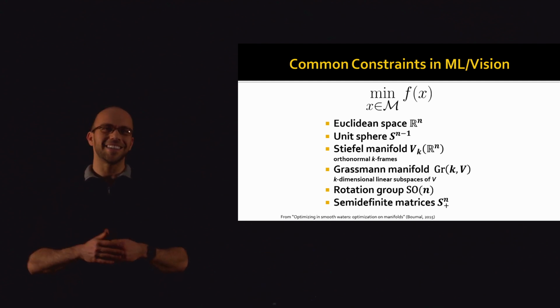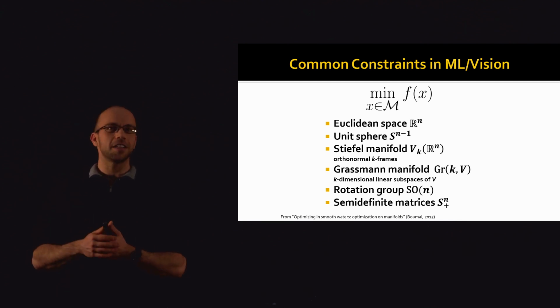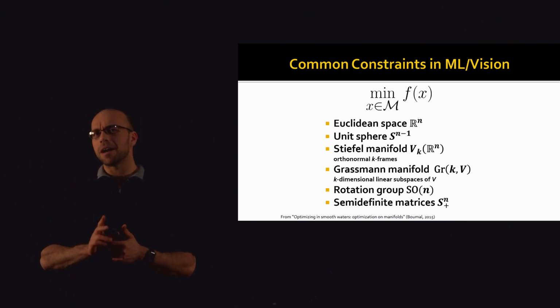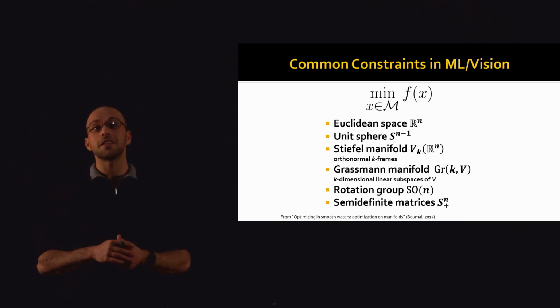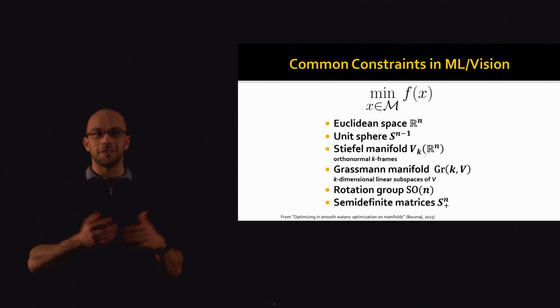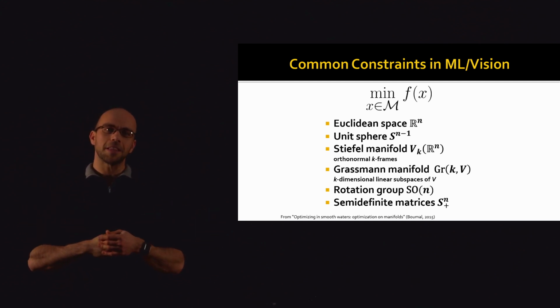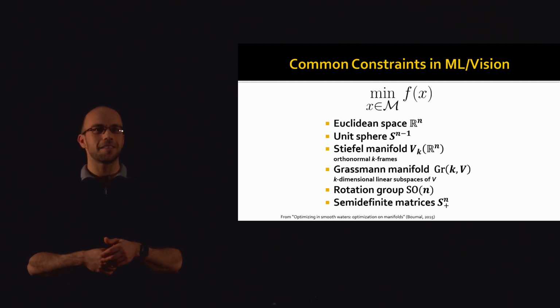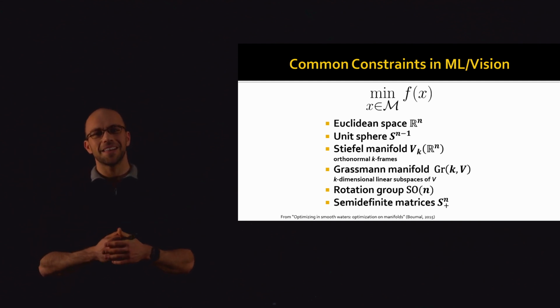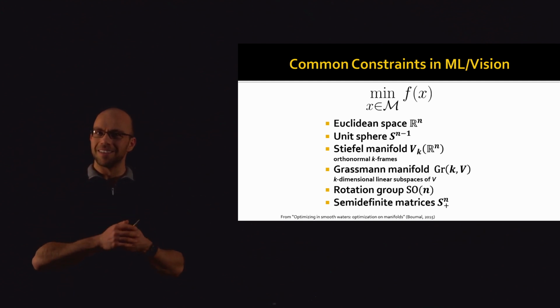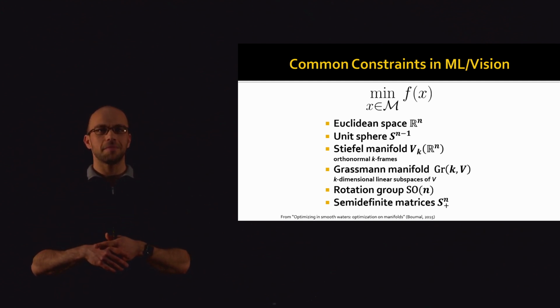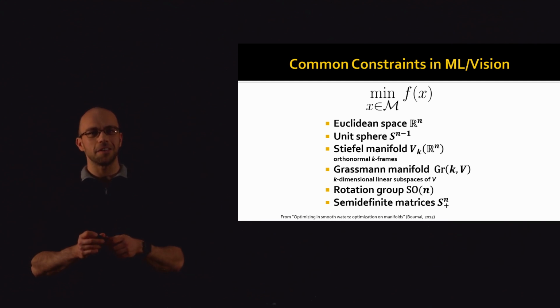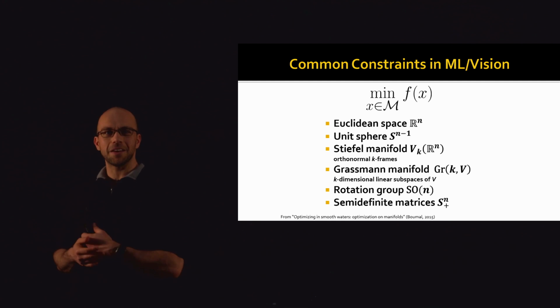Now, obviously, 99% of our problems are unconstrained, and so probably the manifold implicitly is Euclidean space R^n. But other times, maybe we optimize over unit vectors. For example, the unit sphere, S^(n-1), is the set of vectors in R^n that have unit length. We can talk about the Stiefel manifold, which is the set of orthonormal k-frames in R^n. In other words, the sets of orthonormal vectors in groups of k in R^n. So if k equals n, this would be a set of orthonormal bases. There's the Grassmann manifold, which is a set of linear subspaces, the rotation group, the set of semi-definite matrices.